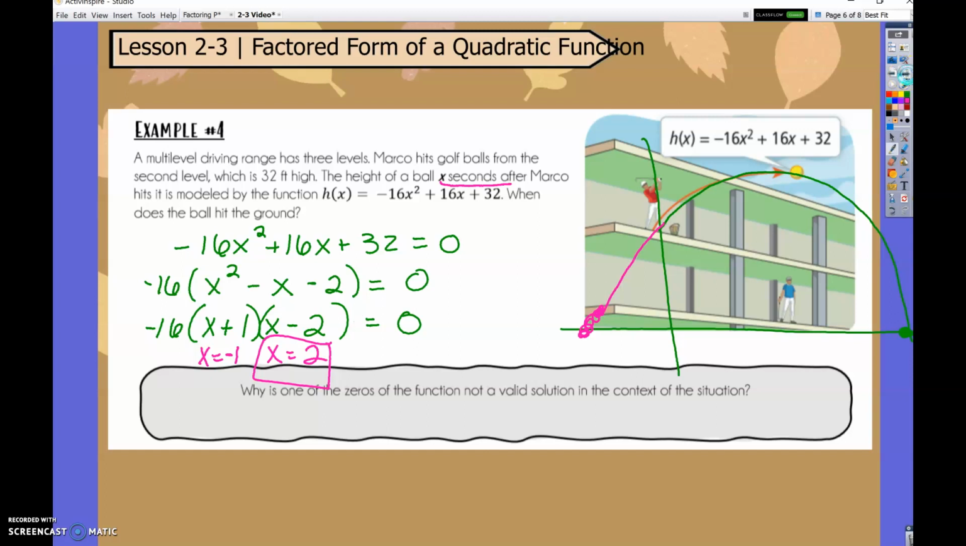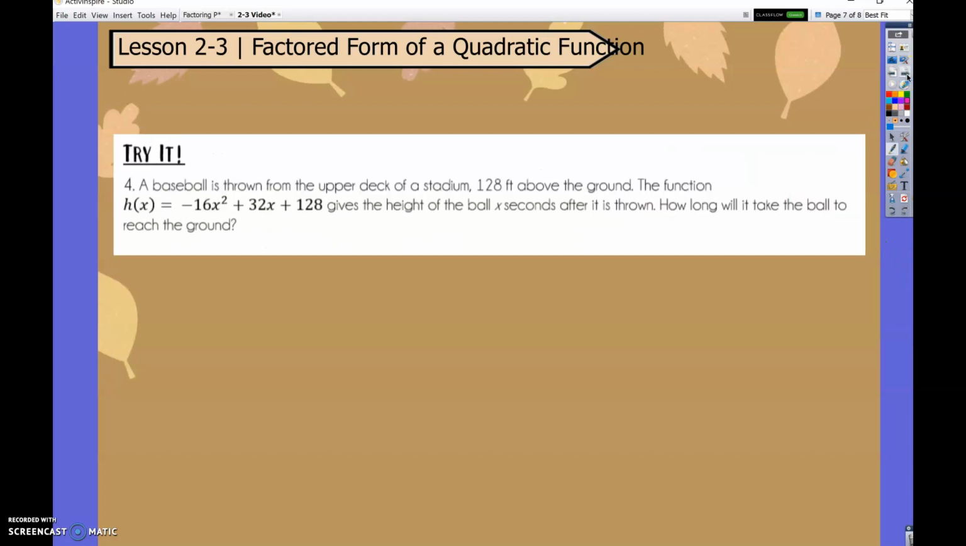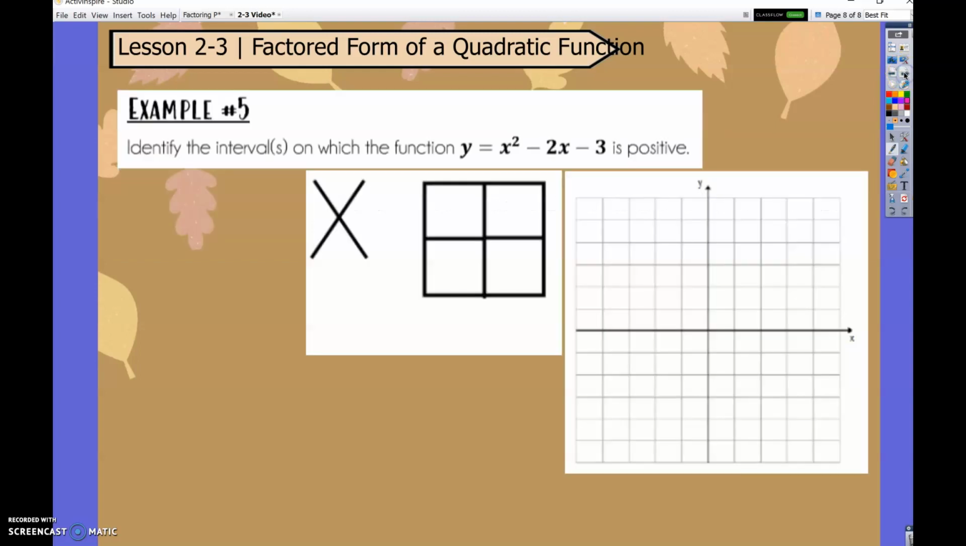Another application problem under the try it, if you want to try that and check the answer key is available. And then finally, on example 5, they want to know when would this parabola be positive. You might be thinking, this is like the 1-1 section we did. Positive would be above the x-axis. If we can sketch this graph and find when it hits 0, and note that it's a happy parabola because of the positive x squared value, we can tell when it's above the x-axis or positive.